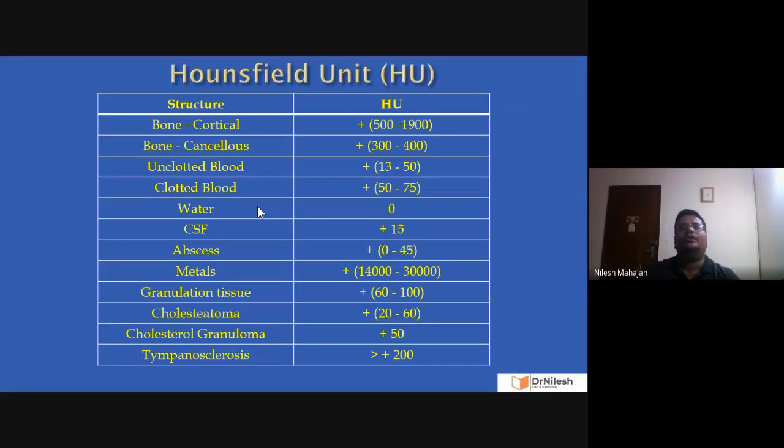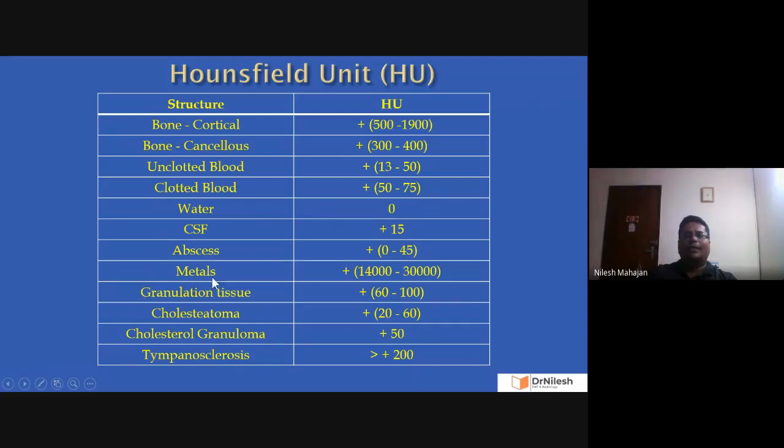So Hounsfield unit, we should know this. Generally bone will be denser, like from 500 to 1900 if it is cortical bone. If it is cancellous bone, it will be less, like 300 to 400. Then if it is active blood flow, like unclotted blood, it will be around 13 to 50. Clotted blood will be more dense, like 50 to 75. Water is always 0. CSF is a little bit more than water. Abscess also can vary from 0 to 15, 45.